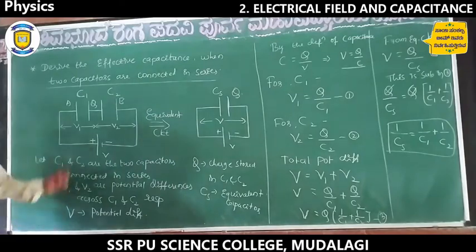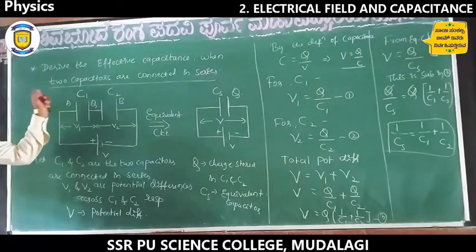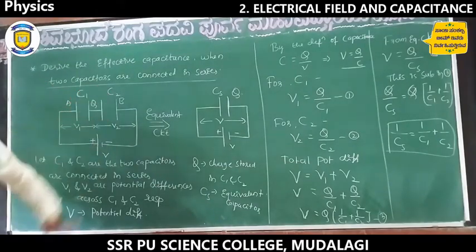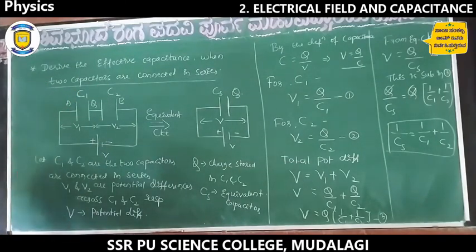So this is the equivalent capacitance when the two capacitors are in series. Similarly, there is an effective capacitance when the two capacitors are in parallel. In parallel combination, the charge is different and the potential difference is the same. Look at it, and then we will go to the next.